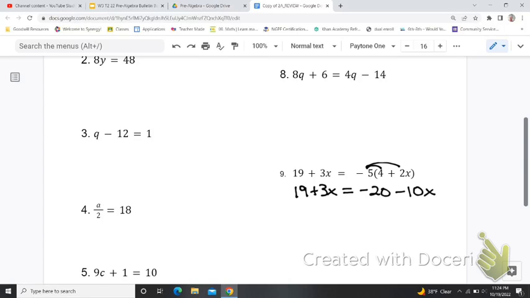And then now I need to get my variables on the same side. So I need to get rid of the negative 10x by adding 10x. And whatever I do here, I'm going to do over here. And I'm putting it under the 3x because that's the one it can combine with. So now I have 19 plus 13x is equal to negative 20.